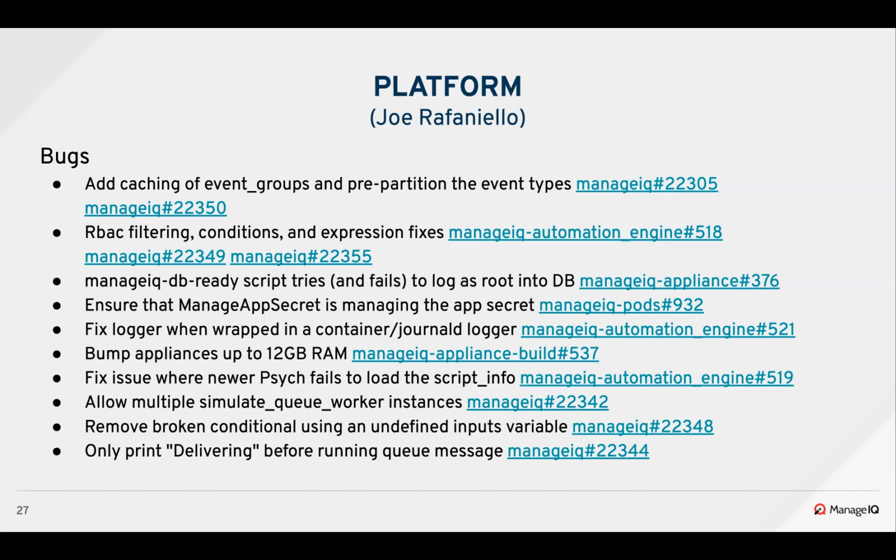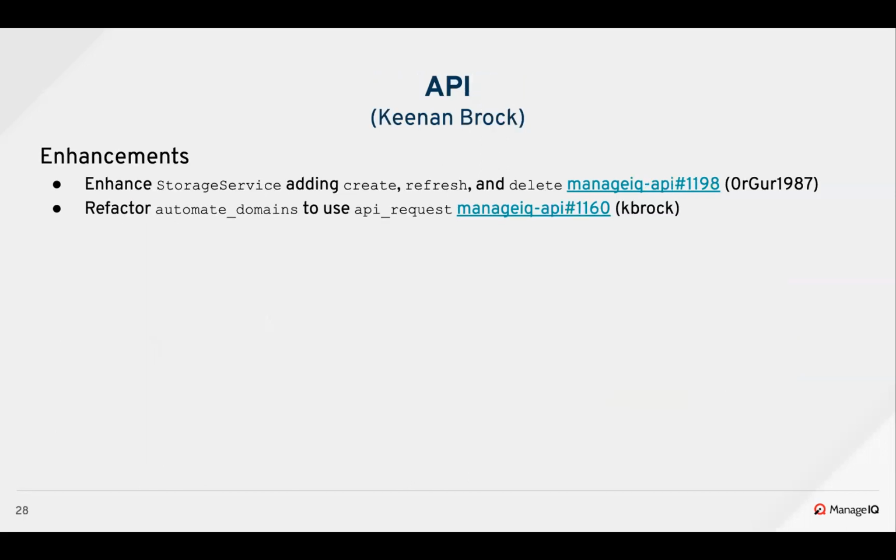Finally, Adam fixed a bug where we printed delivering in the logs before a worker actually took ownership of a queue message. If there was a stale object error, it would never really have the queue item, even though we logged it. On to Keenan with the API.